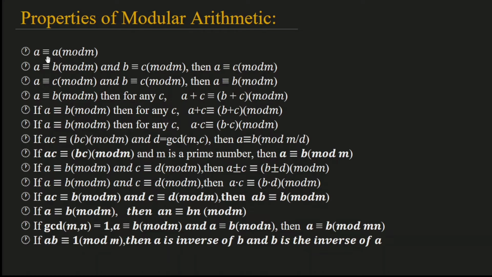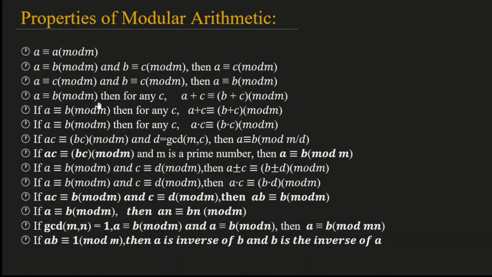First one, A is congruent to A mod M. Whenever A and B are equal, then we say A is congruent to A mod M. Second, if A is congruent to B mod M and B is congruent to C mod M, then A is congruent to C mod M. Basic algebraic properties hold good here. If A is congruent to C mod M and B is congruent to C mod M, then A is congruent to B mod M.